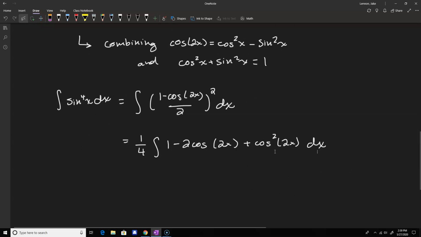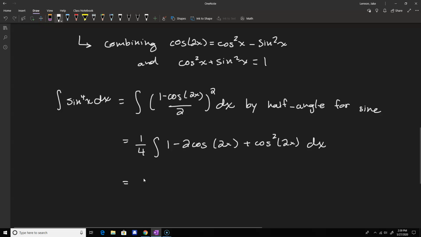So what we're going to do is use the half-angle formula. We can already integrate the 1 and the minus 2 cosine 2x. That's not difficult. But for the cosine squared 2x, we're going to use the half angle for cosine there. So what does the half angle for cosine make that? Well, we know the half angle for cosine is 1 plus cosine 2x over 2. So for cosine squared, since we already have 2x, it's going to be 1 plus cosine 4x over 2.